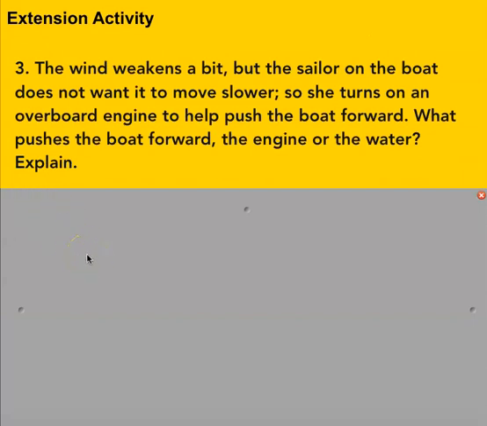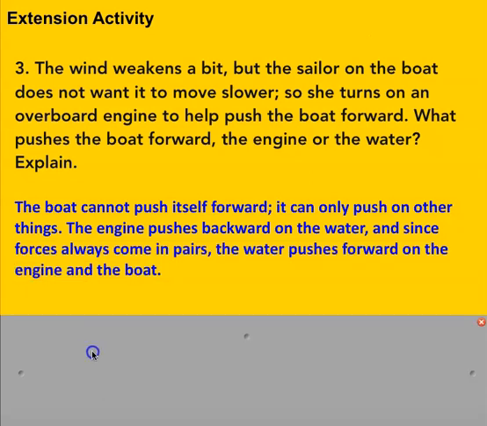Third question. The wind weakens a bit, but the sailor in the boat does not want it to move slower. So she turns on an overboard engine to help push the boat forward. What pushes the boat forward, the engine or the water? Explain. Again, the boat cannot push itself forward. It can only push on other things. The engine pushes backwards in the water, but the boat doesn't go backwards. It goes forward. And since forces always come in pairs, the water pushes forward on the engine and the boat. So it's that water pushing forward. It's just like on our car fan. When the fan was blowing, the wind was blowing in one direction, but the car went the other direction. It was the wind pushing it.